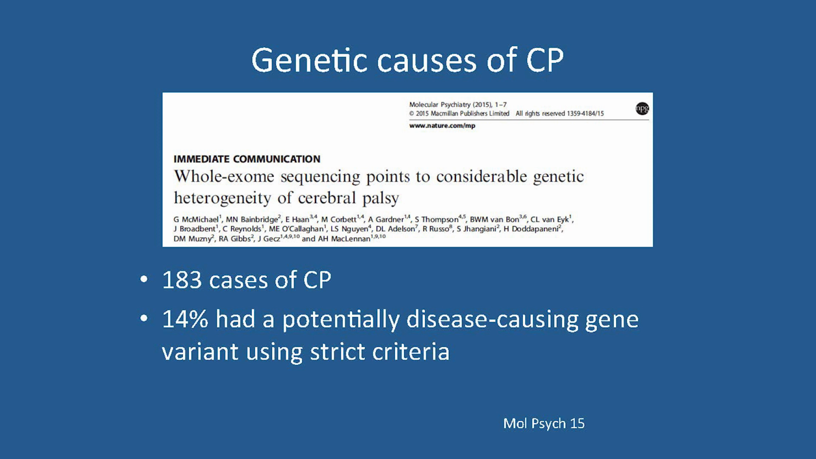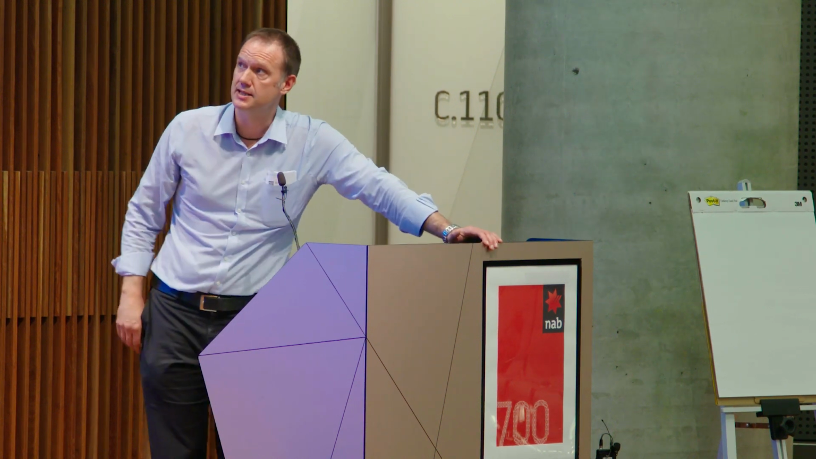David's already touched on this. It was just a follow-on from what's the context of the gene in CP, and he's critically appraised that paper well. In other words, I'd say 14%, which is what they claim, but actually only 3% had a clear pathogenic variant, and the others are less clear. So we'll move on to a few more cases.